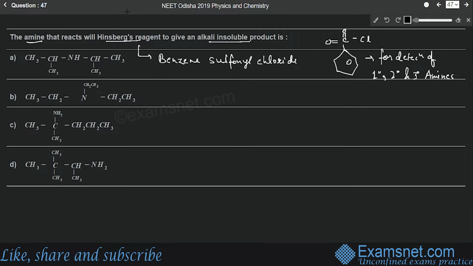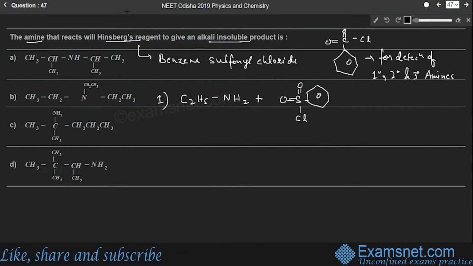Now let's have a look at the reaction of this Hinsberg reagent with primary, secondary and tertiary amines. So firstly we'll see the reaction of primary amines with Hinsberg's reagent. Suppose we have a primary amine, say C2H5NH2. You can take any alkyl group, it can be methyl group or propyl group. So this amine will react with our Hinsberg's reagent, that means the benzene ring here, then sulfur, two oxygens, and one chlorine.